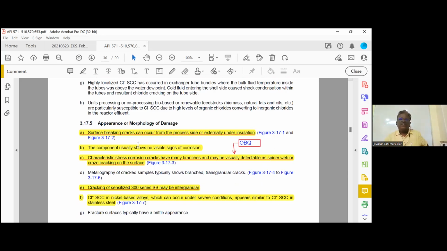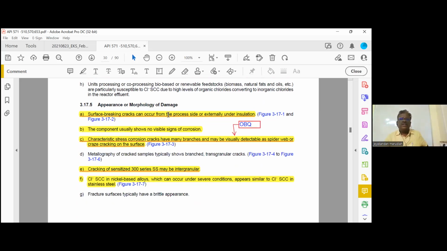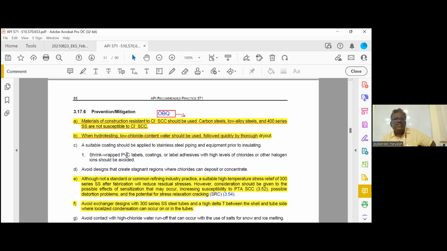Then appearance and morphology. Surface breaking cracks can occur from the process side or externally under insulation. Highlight this one. A: Crack characteristic of chloride SCC may be many branches and may be visually detected as spider web or craze cracking. That is an open book question. And E: Cracking of austenitic 300 series may be intergranular. Highlight this one. And the prevention: materials of construction resistant to chloride SCC should be used. Carbon steel, low alloy steel, and 400 series stainless steel are not susceptible to chloride stress corrosion cracking. That is an open book question.